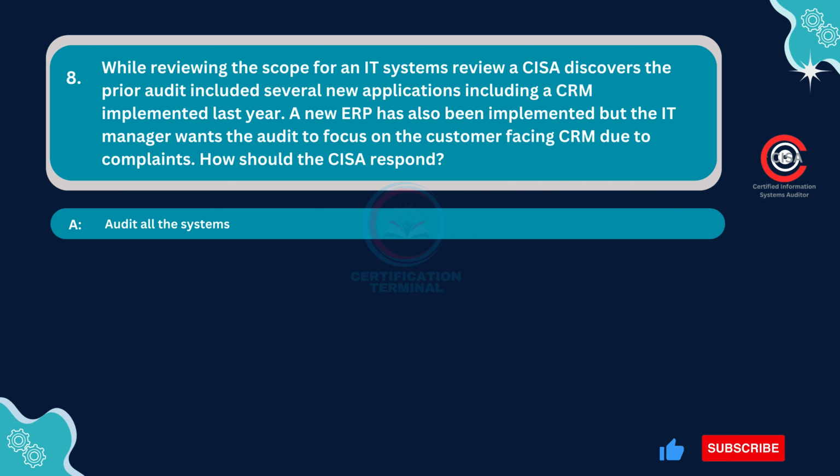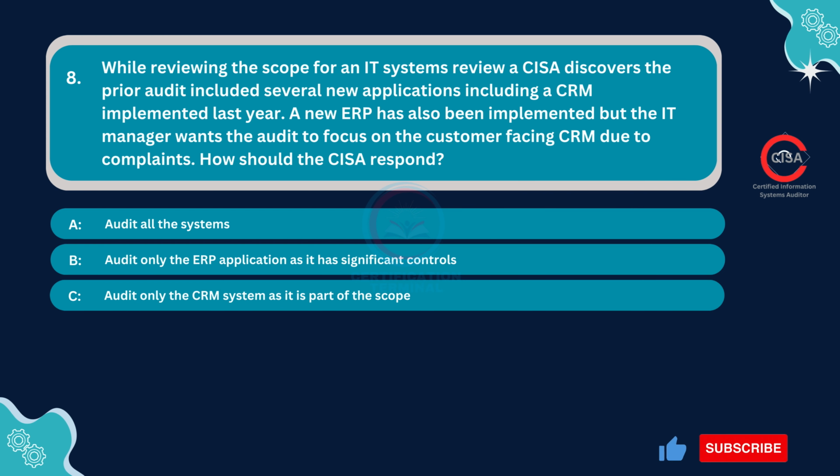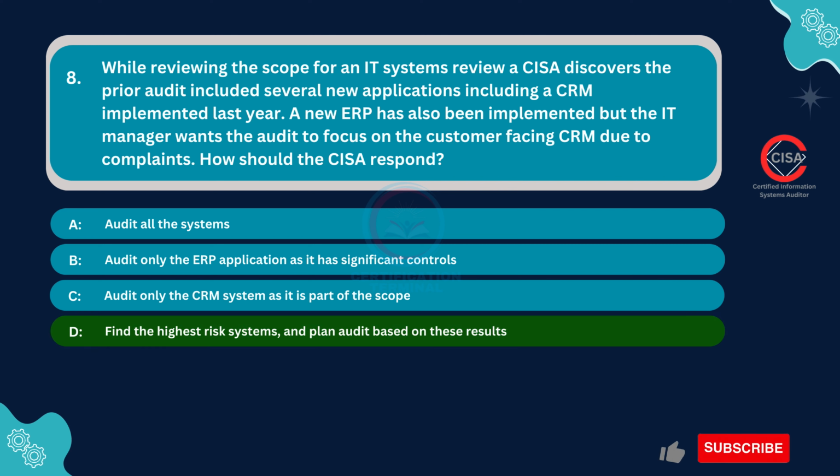Option A, audit all the systems. Option B, audit only the ERP application as it has significant controls. Option C, audit only the CRM system as it is part of the scope. Option D, find the highest risk systems and plan audit based on these results. The correct answer is Option D, find the highest risk systems and plan audit based on these results.